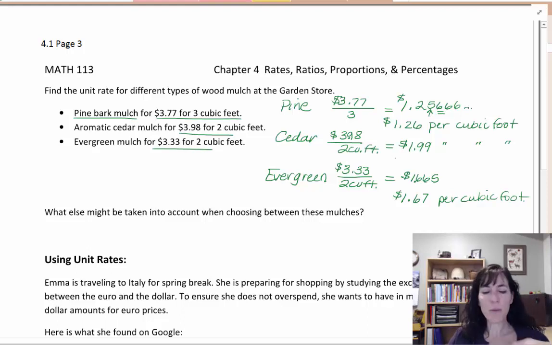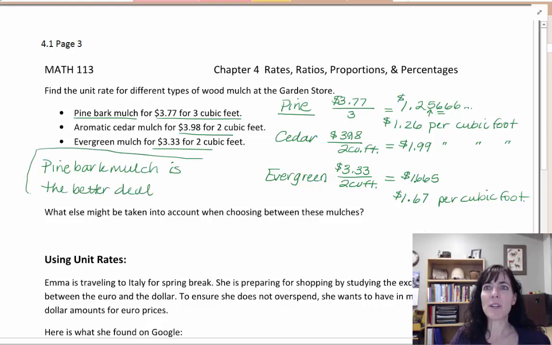And when we look at the unit prices, we can see $1.26 versus $1.99 versus $1.67. And the cheapest one, the least expensive one, is definitely the pine. So pine bark mulch is the better deal. And that's not immediately obvious when you look at those prices because of the different numbers of cubic feet. But once you find the unit rates, then you're comparing similar types of quantities per 1 cubic foot for each of them, and that's what the unit rate is good for.